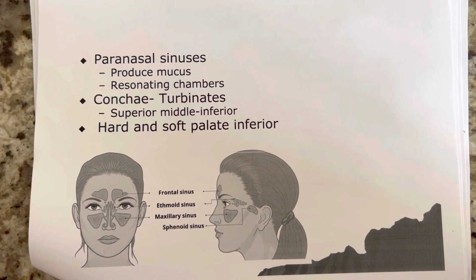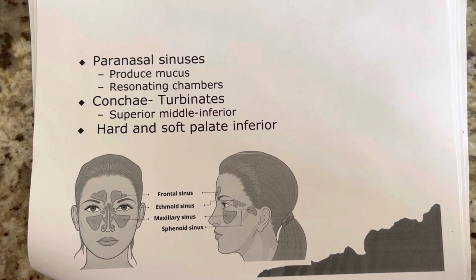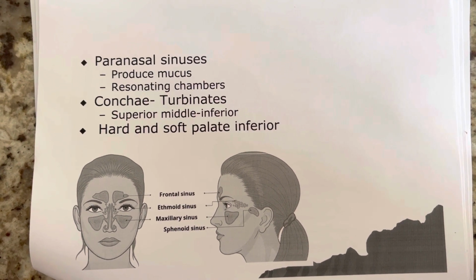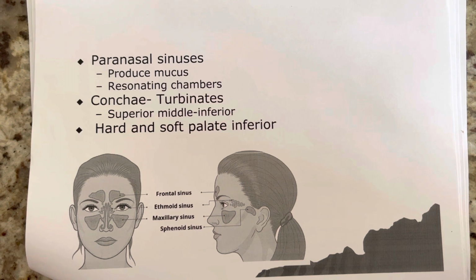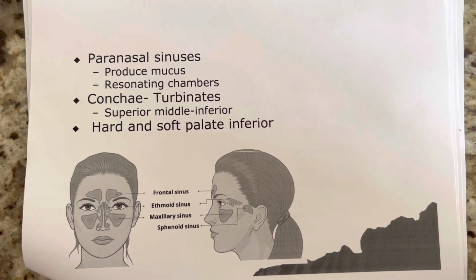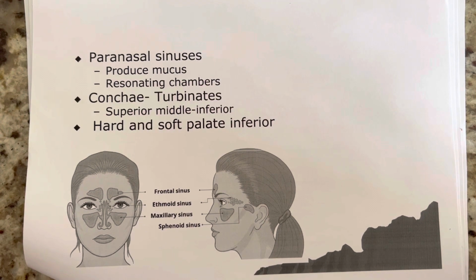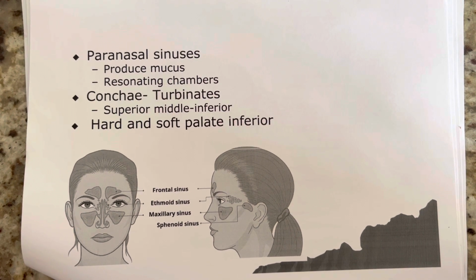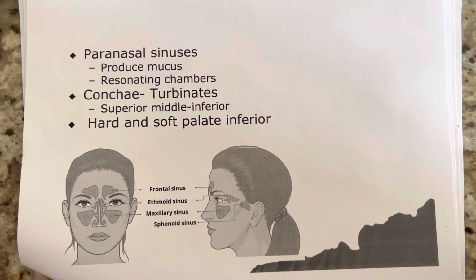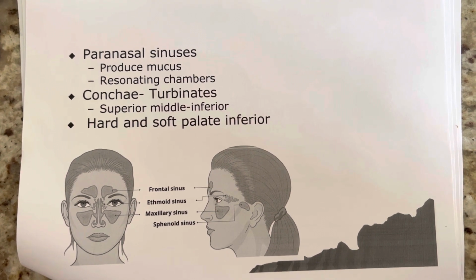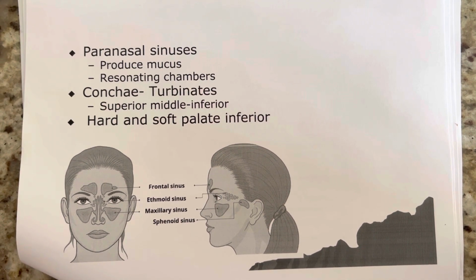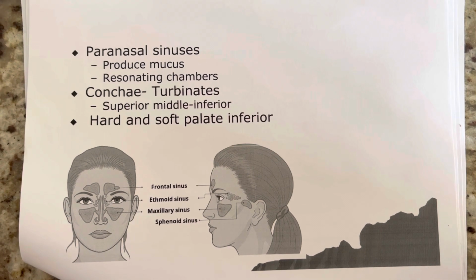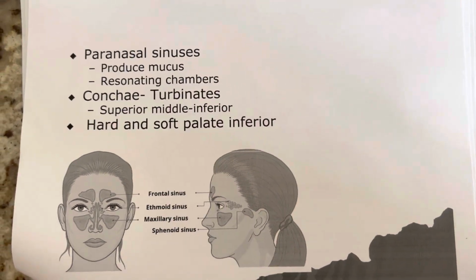You've got the frontal sinus above your eye. Then we've got the maxillary sinus below your eye. Frontal sinus above your eye, maxillary sinus below your eye, ethmoid sinus behind your eye, in the middle of your nose. Sphenoid sinus by your ear.